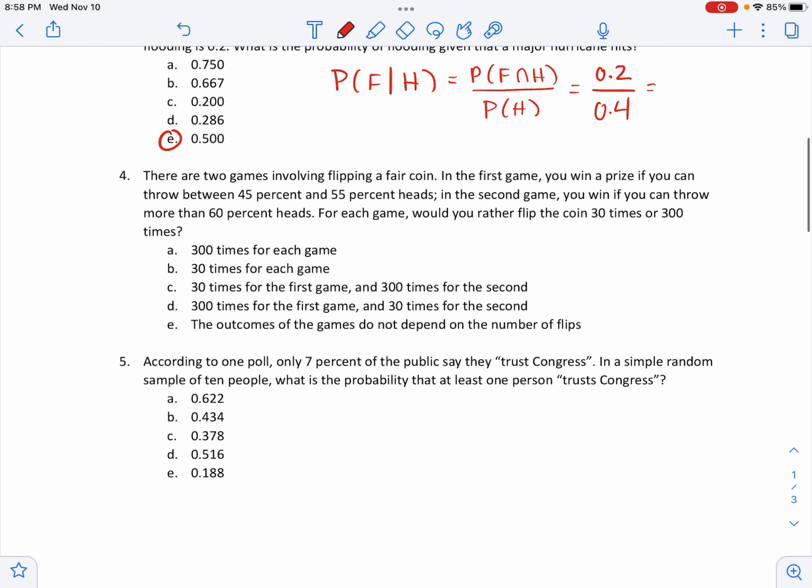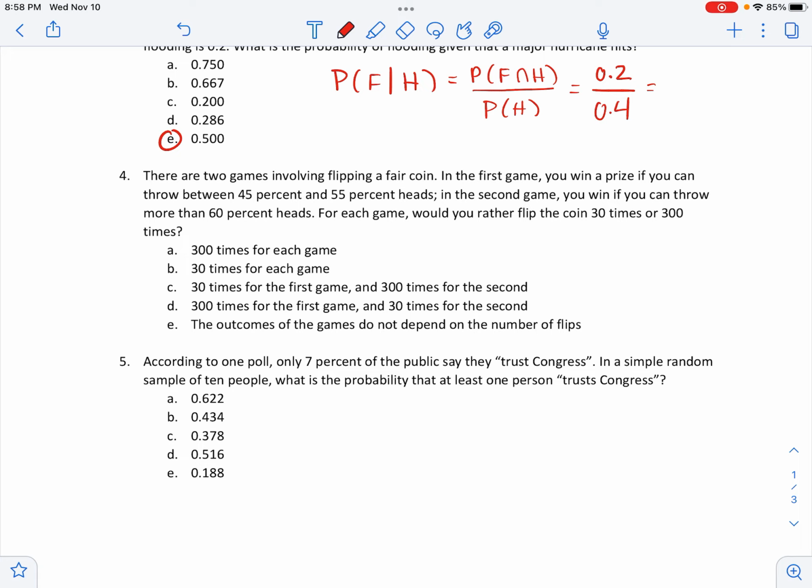All right, question 4. There are 2 games involving flipping a fair coin. In the first game, you win a prize if you can throw between 45 and 55% heads. And in the second game, you can win if you throw more than 60% heads. For each game, would you rather flip the coin 30 times or 300 times?